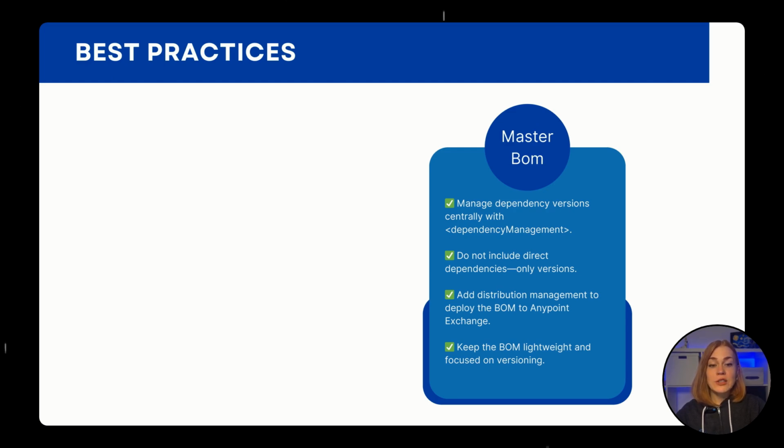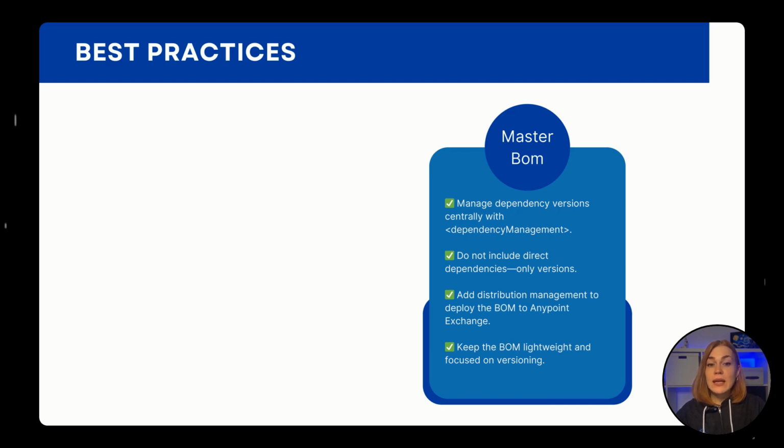First of all, manage dependency versions centrally with dependency management. Use dependency management instead of dependencies. The BOM should not define direct dependencies, only list them inside dependency management. Second one, do not include direct dependencies, only versions. The next one, add distribution management to deploy the BOM to Anypoint Exchange. Since the BOM needs to be deployed to Anypoint Exchange, it should contain a distribution management section.